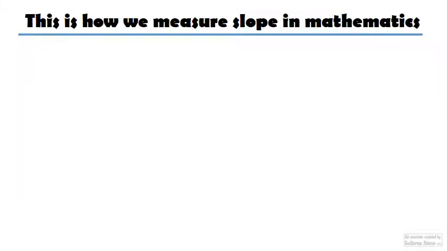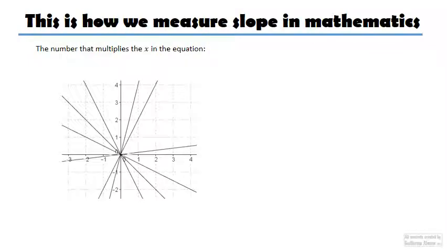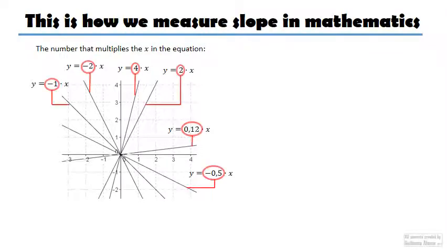Well, we use lines, and this is how we measure slope in mathematics, how steep things are. So it's the number that multiplies the x in the equation. You look at these lines here, these are their equations, and I can say, well, here are the slopes.